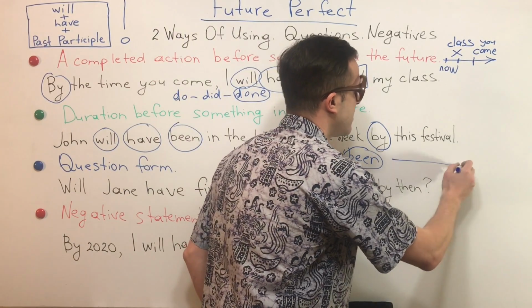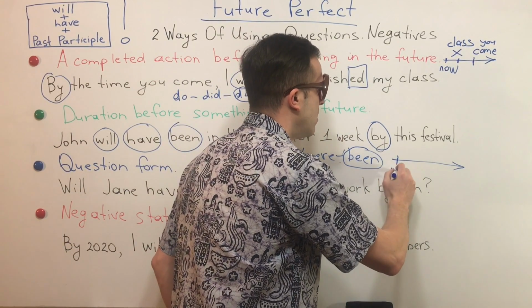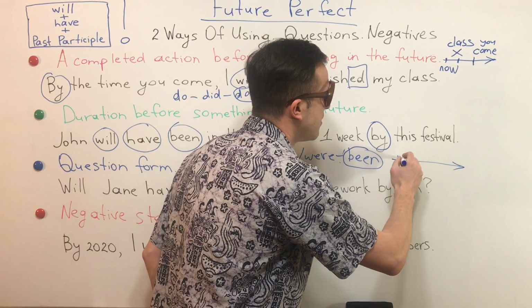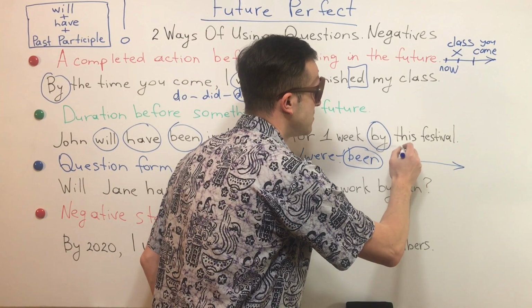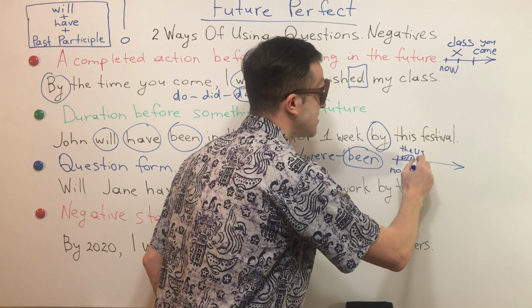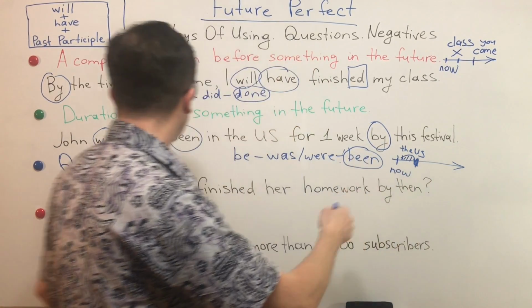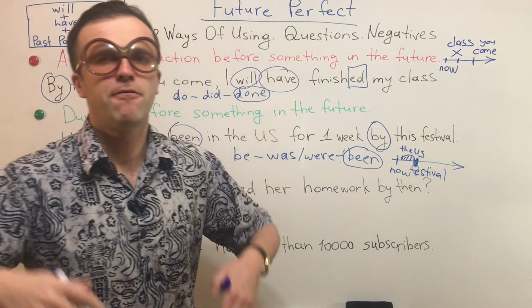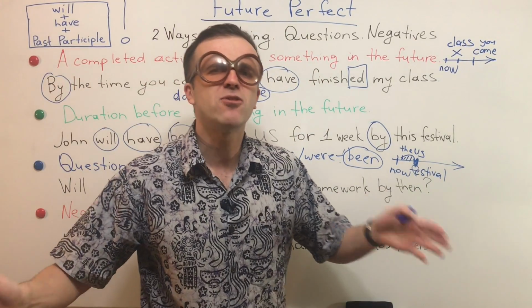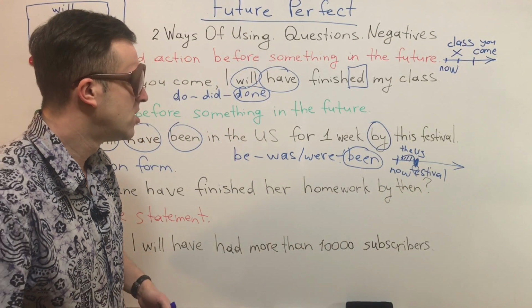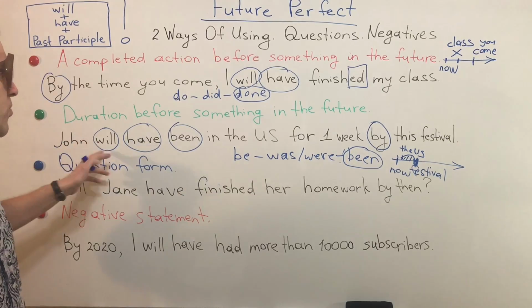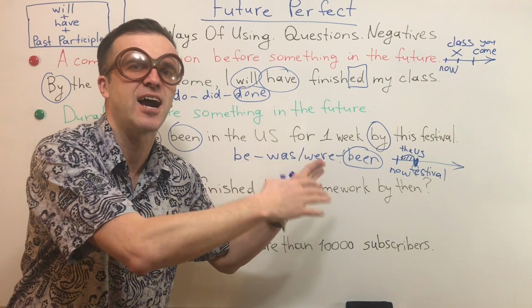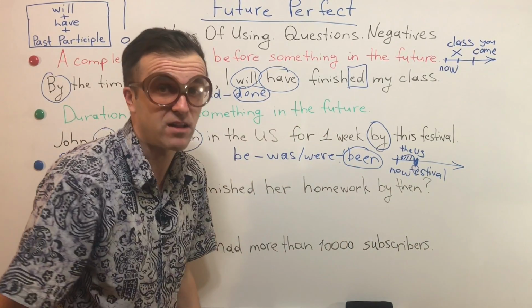So imagine again, let's draw the line. Here is now. John will have been in the US. He will live for some period of time in the US. So here is the US, and here is the festival. The festival is going to start. But John decided to make a festival for himself. He decided to go to the US in advance, okay? So that's why John will have been in the US. He will have lived in the US. He will have stayed in the US by the time the festival starts, or by the festival.